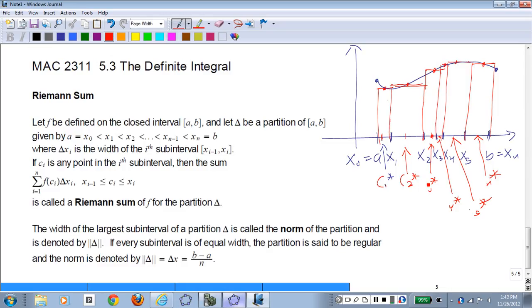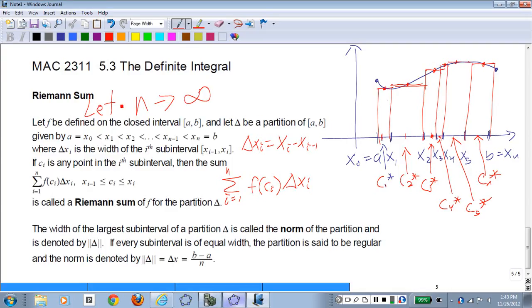C sub 1, C sub 2, C sub 3, C sub 4, C sub 5, C sub n. We evaluate the function, find the height of the rectangle, f of C sub i. We say delta x sub i is the difference between x sub i and x sub i minus 1. So we multiply by delta x sub i, and we add them up from i equals 1 to n. We want the area to be closer. So we do more rectangles, so n should approach infinity for sure.